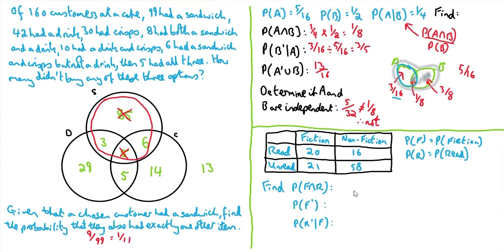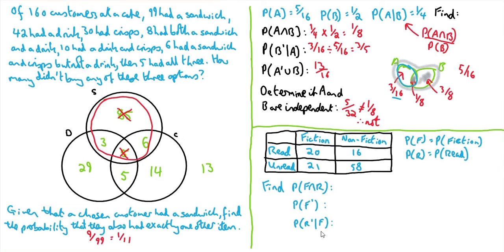Here you have a table that's describing books in someone's bookcase. So we've got fiction versus non-fiction, and then whether they've been read or are unread. For a key, P of F means the probability that it's fiction, and P of R is the probability that it's been read. From the table, find the probability of F intersection R, the probability of not F, and the probability of not R given F.